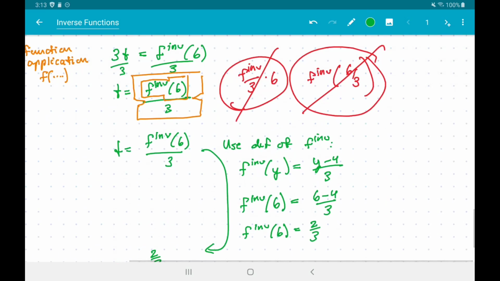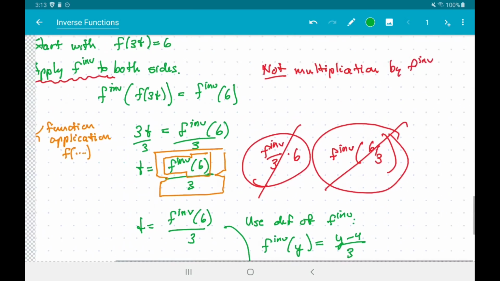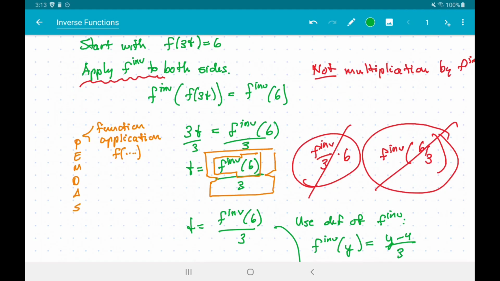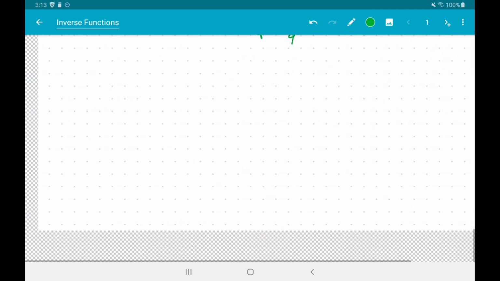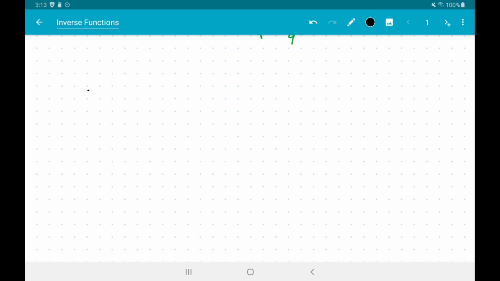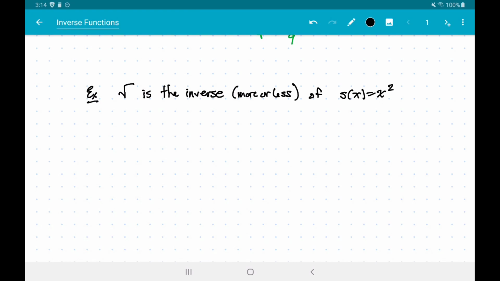So the lesson here is that f inverse is a function. You can apply it to both sides of an equation and get another equation, and that f inverse undoes f. Now, for a linear function, this is kind of overkill, but you have seen inverse functions already. So here we go. Square root is the inverse, well, more or less, of, and I'm going to call this s of x equals x squared, the squaring function.